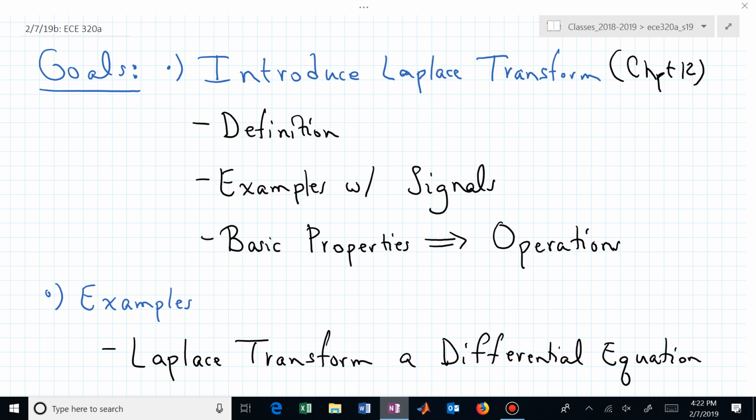Today what we want to do then is talk about the definition of the Laplace transform and work through some examples with particular signals. I'll give you a waveform or a signal and ask, what does it look like, or what's its Laplace transform? We'll start with very basic signals so that you have a feel for what this looks like in the time domain. When we talk about the Laplace transform, we are now actually moving into the frequency domain.